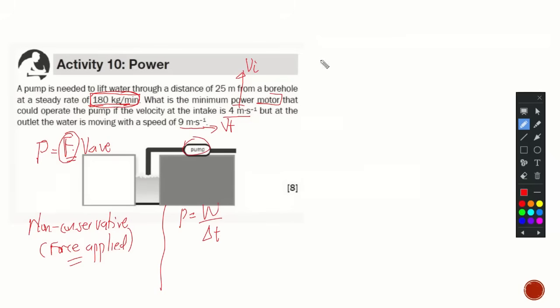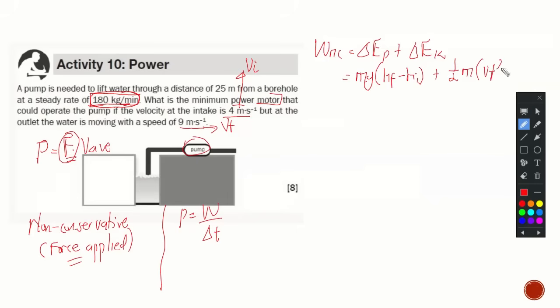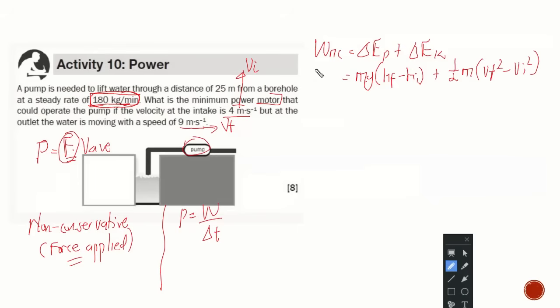So, okay, now let's have work done by non-conservative forces, which will be equal to change in EP plus change in EK. That breaks down to mg bracket height final minus height initial, plus half m, and then we have Vf squared minus Vi squared. So this would be the work done by the pump, or by the motor of the pump. And then our mass is what?